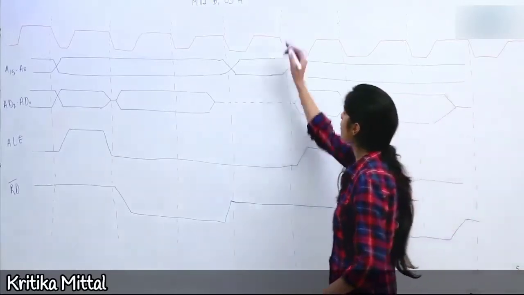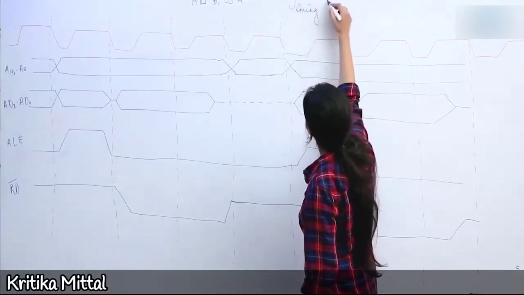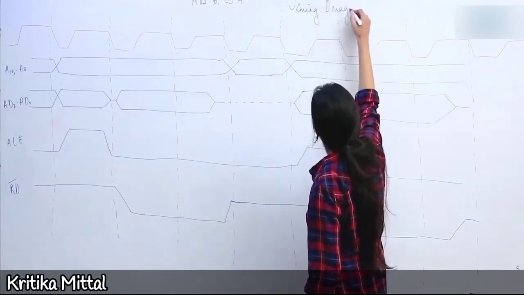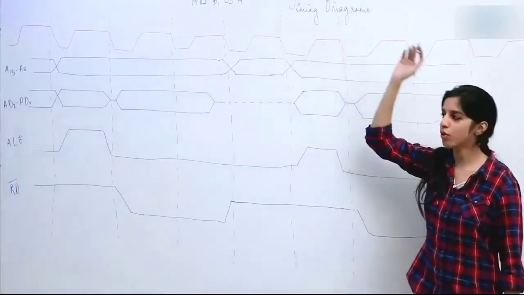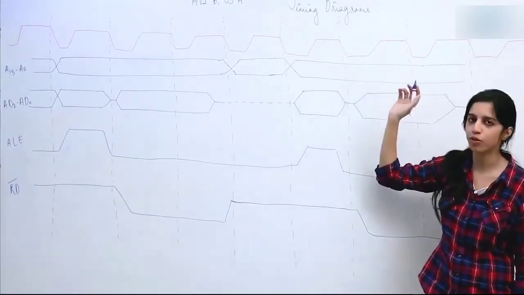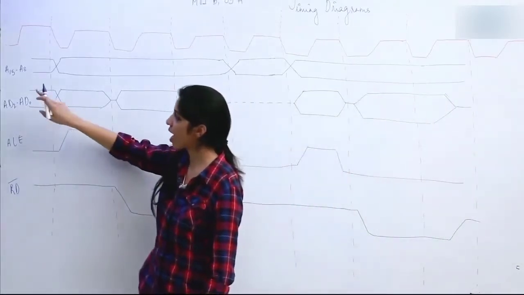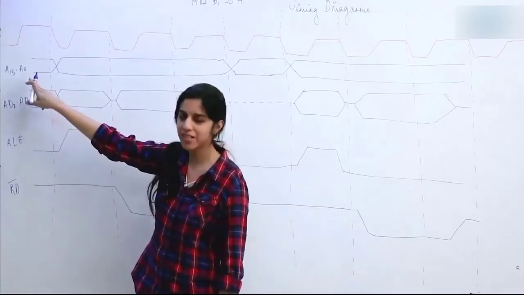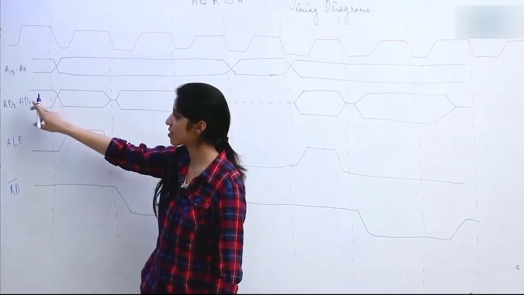So today we are going to look at timing diagrams. Basically, in timing diagrams we are going to see how many clock cycles are going to be consumed for a particular instruction. Okay, so already we have learned that we have a 16-bit address bus, a 16-line address bus.